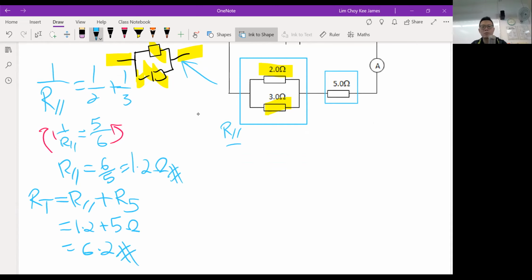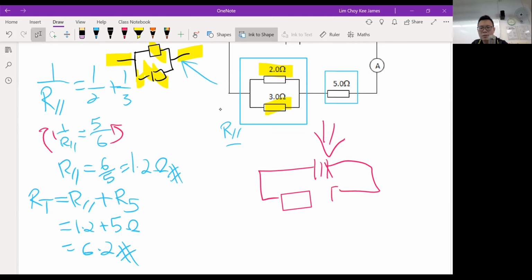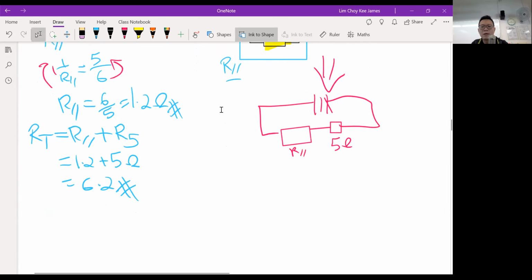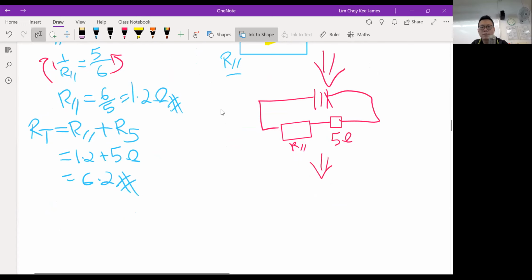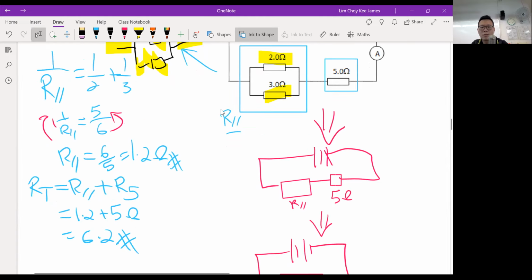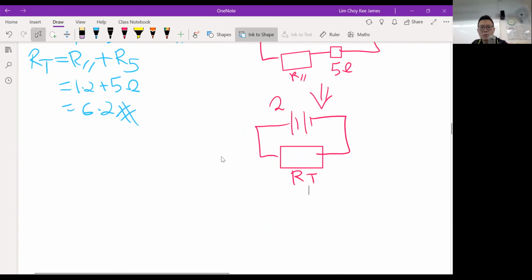Effectively, the moment you found RT, what you have done is transform the circuit from a 3 resistor circuit. You find R parallel first. This is 5 ohm, this is R parallel. Then you transform it further to a single resistor, which is what we call RT, and the EMF is still 2 volts.